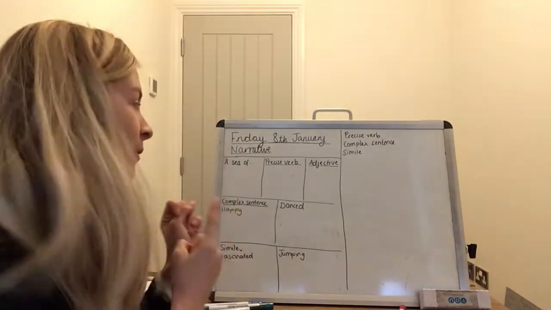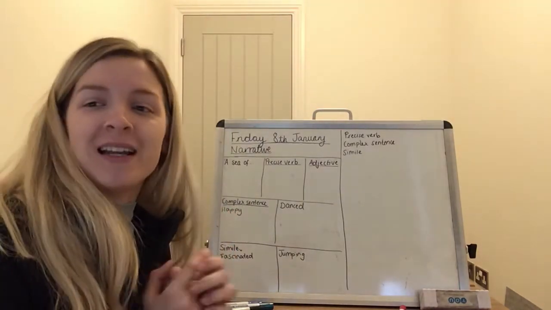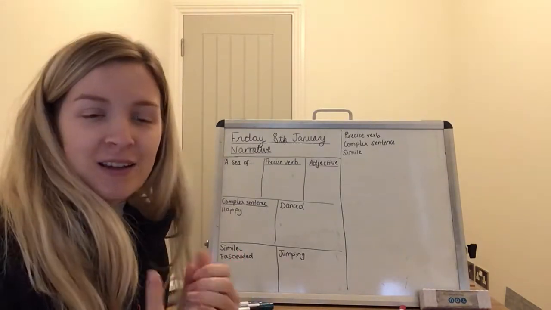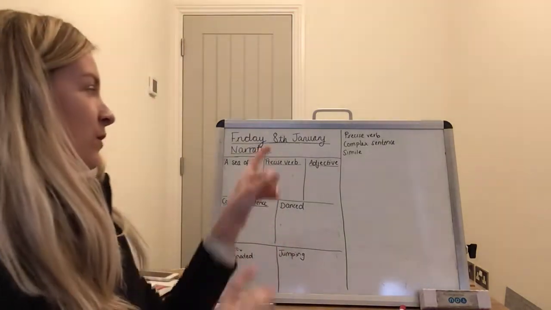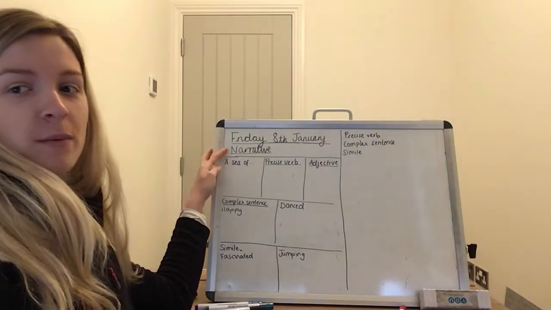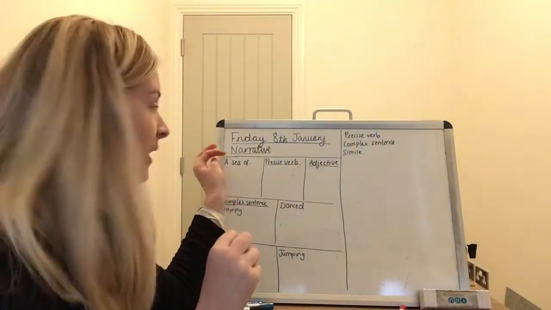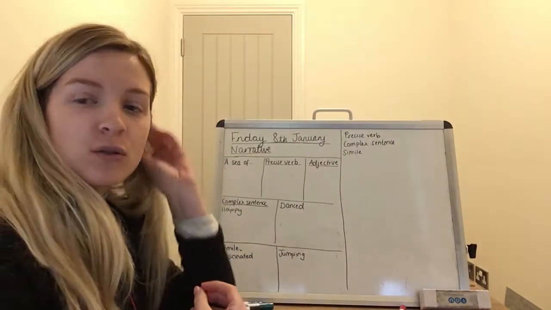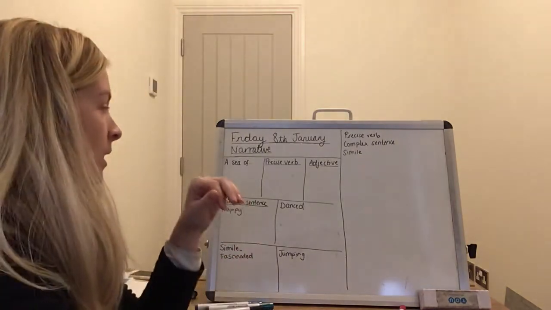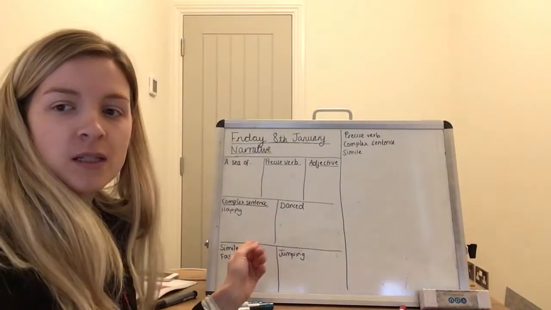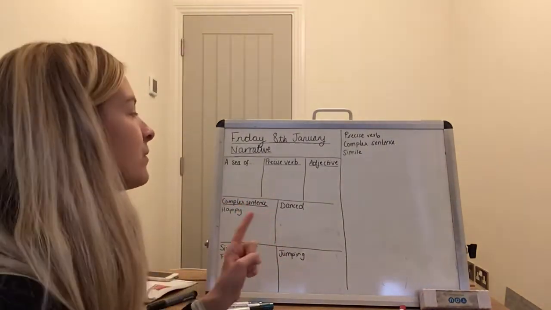As you can see with my board today, I have been a little bit more prepared. I've prepared myself a bit better. So I've got my date and my title. Remember, our title is narrative. Again, we're writing a story, a fiction story, so it's a narrative. And you'll see that this side of my board is set up slightly differently.